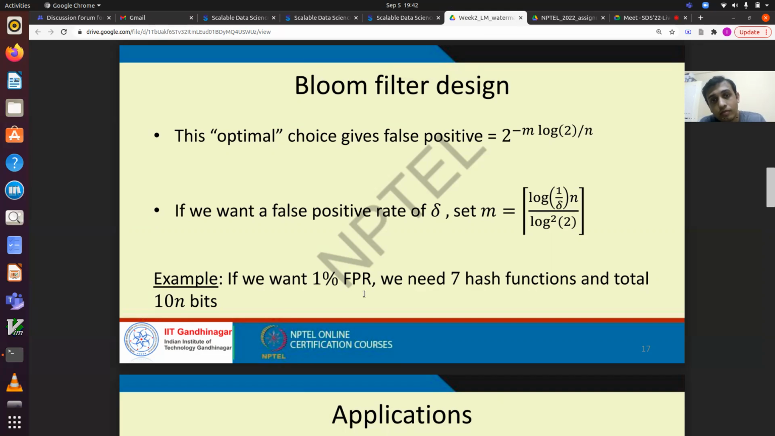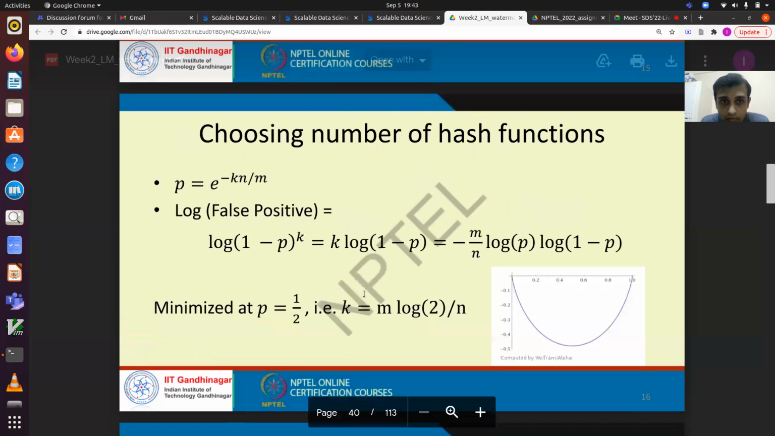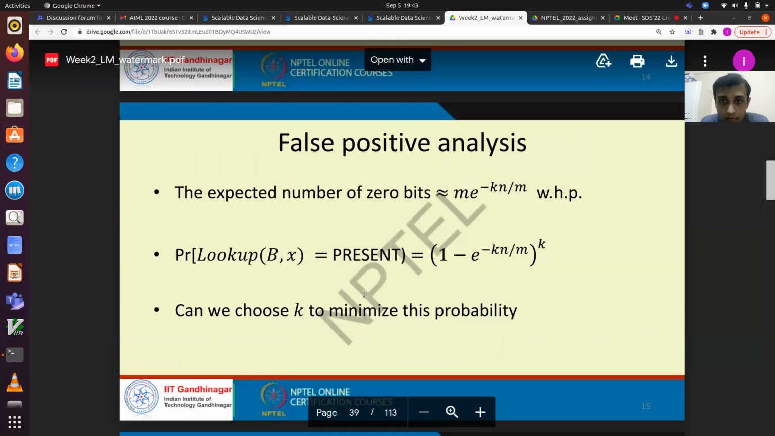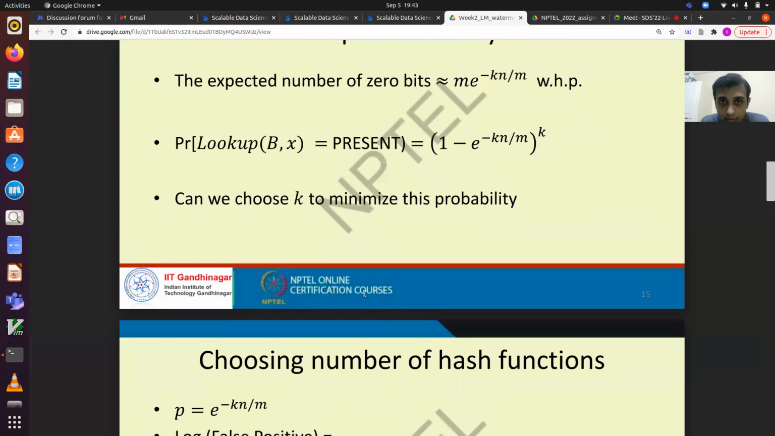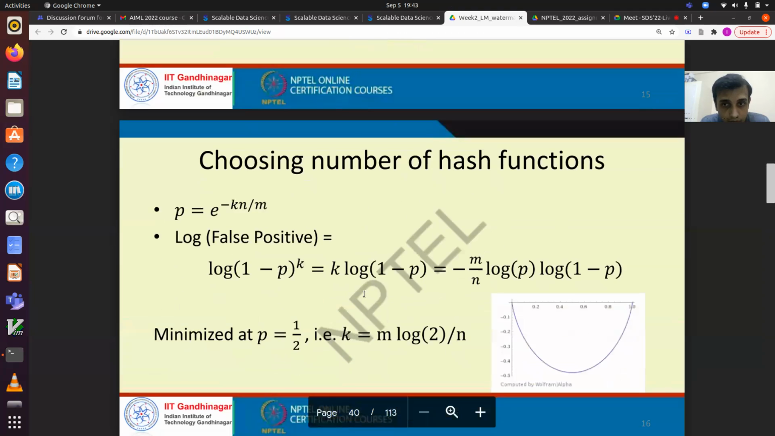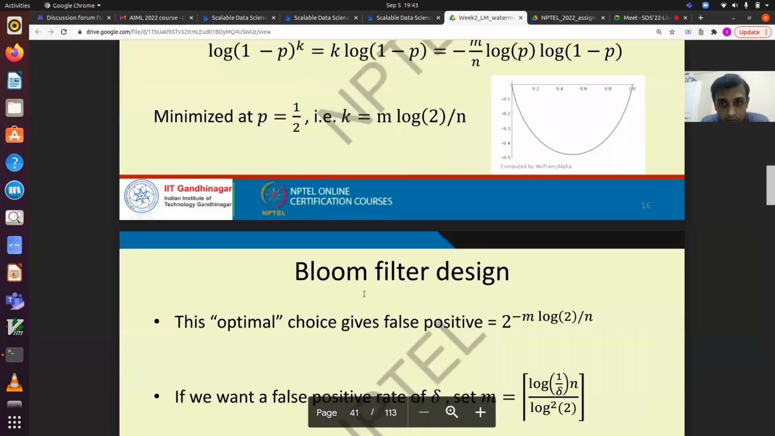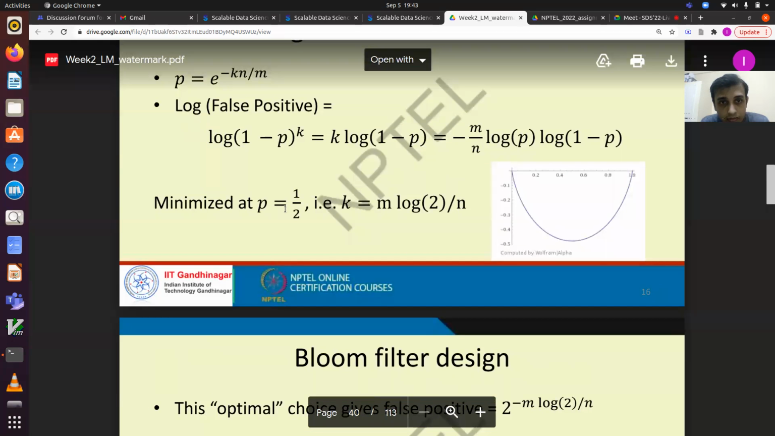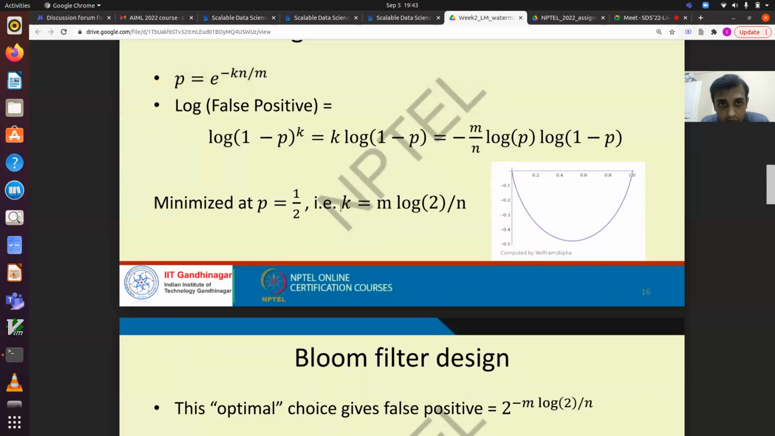Okay, so I'm looking at a slide: e to the power p equals e to the power minus k n by m. I think we've been doing natural logs here. Log of 1 by 10. The optimal choice is k equal to m log 2 by n. In the previous slide, you see the optimal k is given. These are all natural logs.